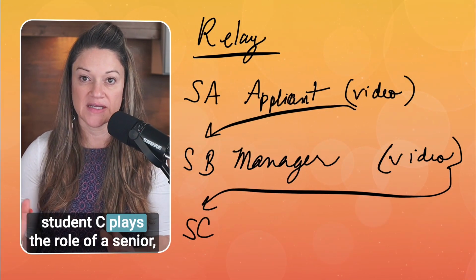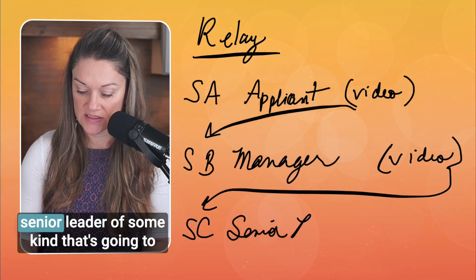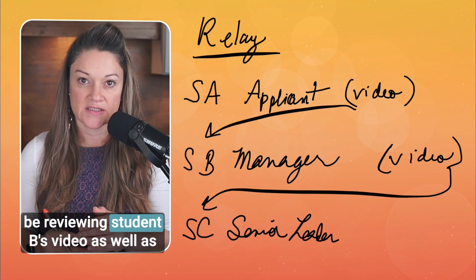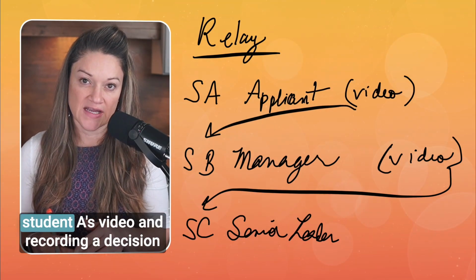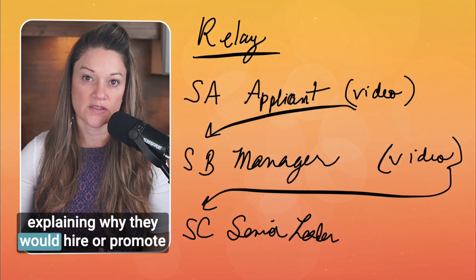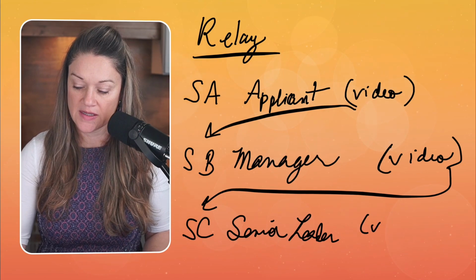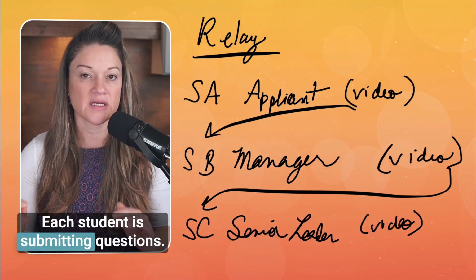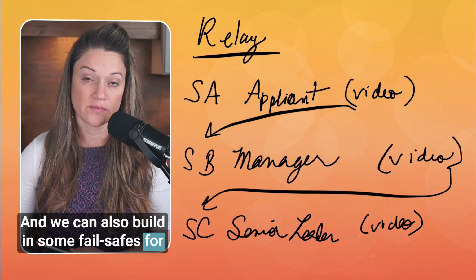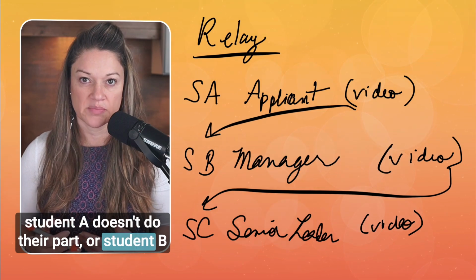And then student C plays the role of a senior leader of some kind that's going to be reviewing student B's video as well as student A's video and recording a decision explaining why they would hire or promote the candidate or why they would not. So each student is submitting questions, each student is making a video, and we can also build in some fail-safe for missed submissions, because let's say student A doesn't do their part or student B doesn't do their part.